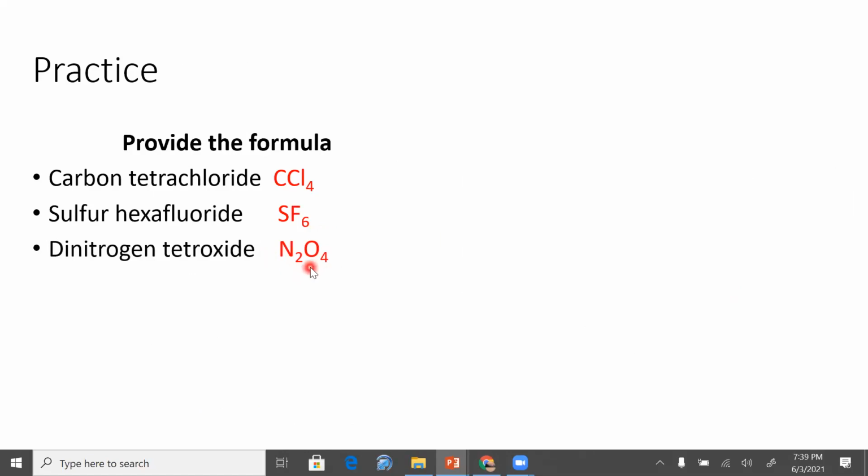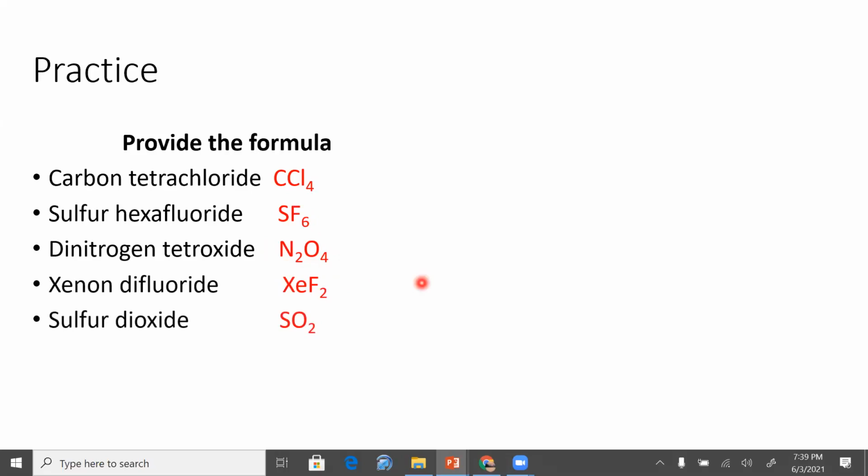Now, for covalent molecules, we don't simplify them. Ionic ones we do. Covalent ones, this is the way this molecule is found in nature. We're not going to want to simplify it. Xenon difluoride is XeF2. Sulfur dioxide is SO2. These are all 2 nonmetals combined together in a molecule. That's why we're using prefixes.